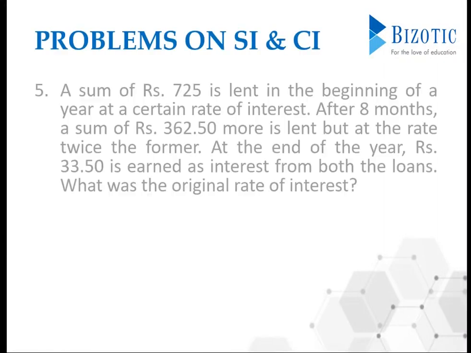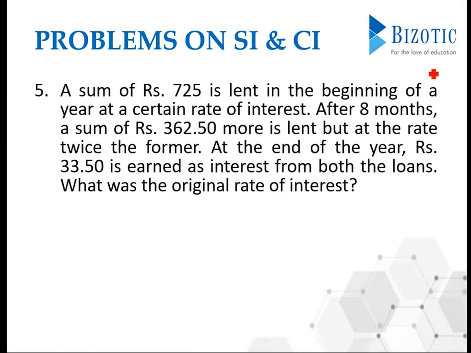Now let's move on to the last problem of the video. A sum of rupees 725 is lent in the beginning of a year at a certain rate of interest. So we don't know the rate of interest. After 8 months, a sum of rupees 362.50 more is lent, but at the rate twice the former. Now it has increased by 2 times. At the end of the year, rupees 33.50 is earned as interest from both the loans. So that will be the simple interest. What was the original rate of interest?